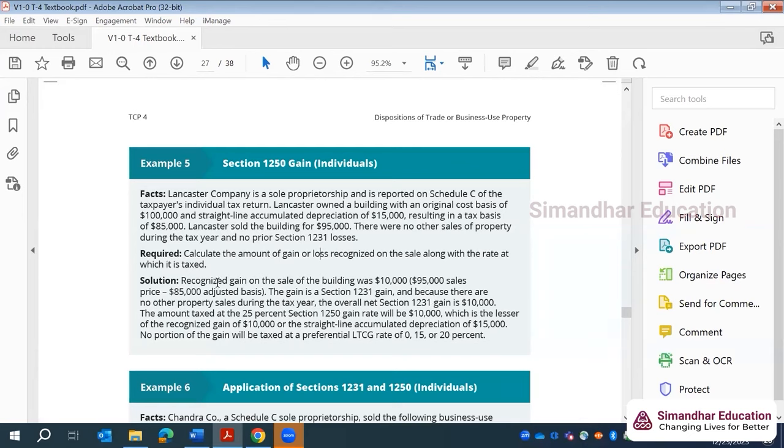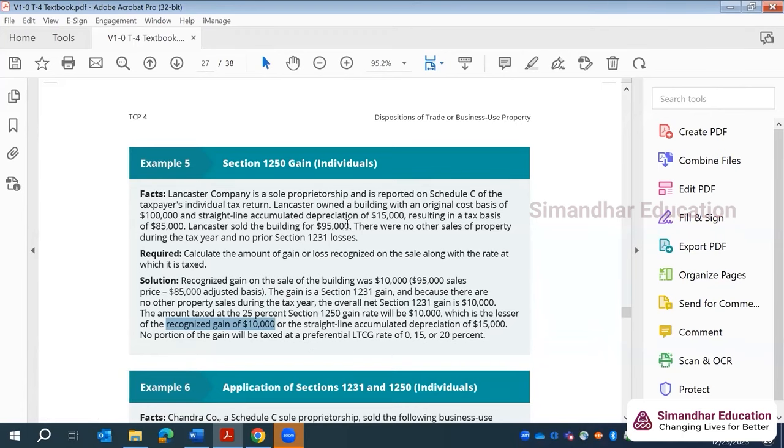The gain realized on the sale of the transaction is $10,000. The gain is a Section 1231 gain, and because there are no other properties sold during the year, the overall net Section 1231 gain is $10,000. The amount taxed at the 25% Section 1250 gain rate will be $10,000, which is the lesser of the recognized gain or the straight line depreciation of $15,000. No portion of the gain will be taxed at a preferential rate.